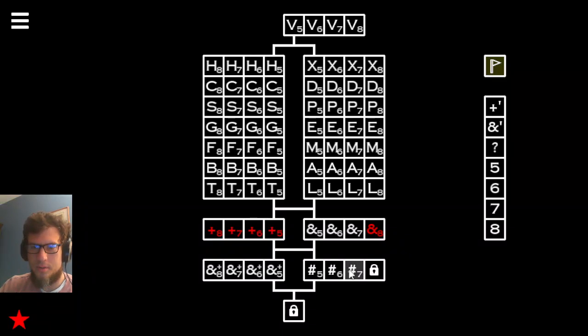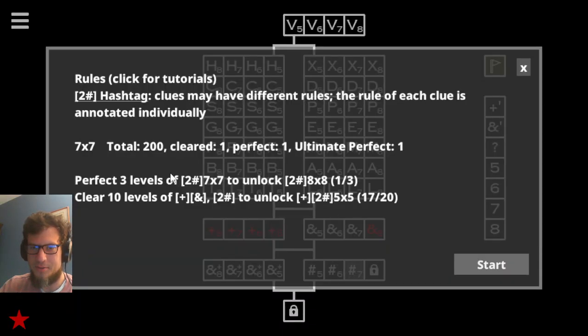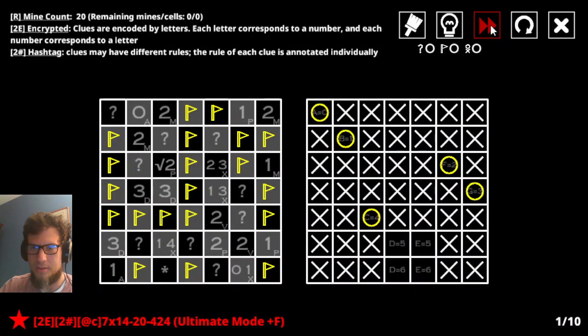Boy, here we go again. It's Minesweeper time, that's right. Okay. Oh, mega lag? Okay, interesting.